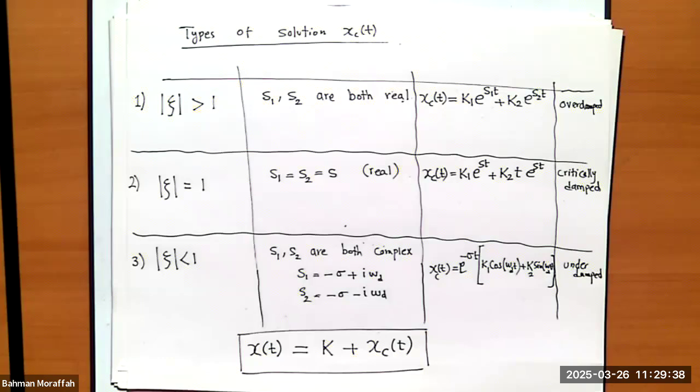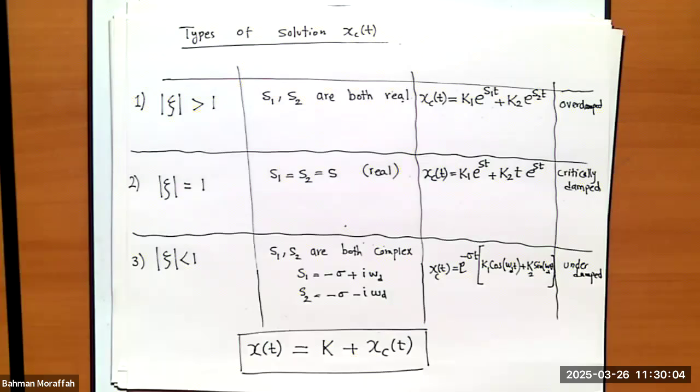For the second case, again, the first term goes to 0. The second term, I have a t multiplied by e to the st. But remember, the growth of t, the growth of a linear function, is much, much less than an exponential. So the exponential term dominates. So the whole thing actually goes to 0. So xc, again, goes to 0.